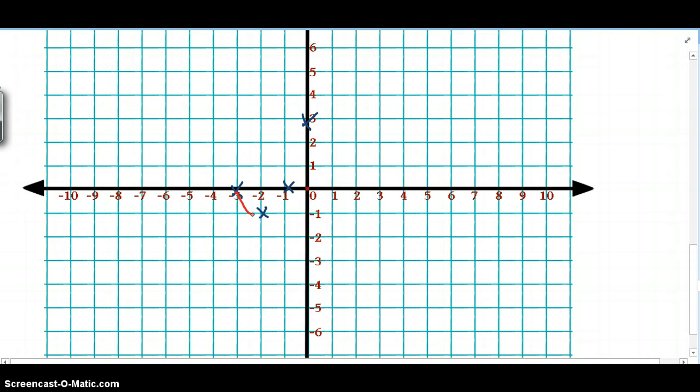So let's draw it from here. This is terrible. There. And so that's a rough sketch of what the graph would look like.